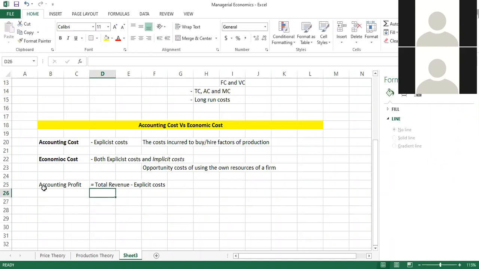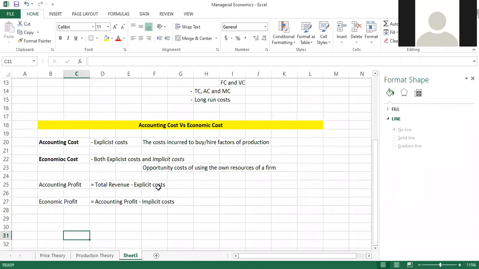But if you want to calculate economic profit, in addition to the explicit cost, you need to deduct implicit cost also. Which means, if you want to calculate economic profit, from accounting profit, implicit cost should be deducted.